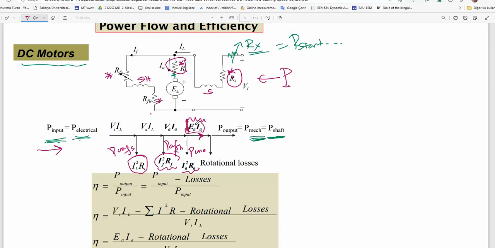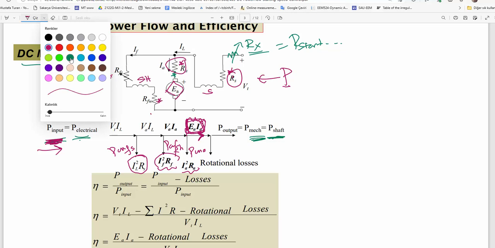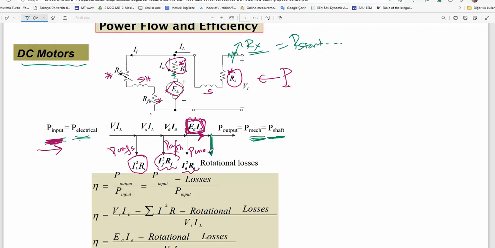Then the power will be converted into mechanical power. That is the converted power across these elements. And now the applied electric power will be converted into mechanical power. Here are some mechanical losses. Sometimes we say rotational losses in terms of windage and friction. So after these losses, the rest of the power will be delivered on the shaft.